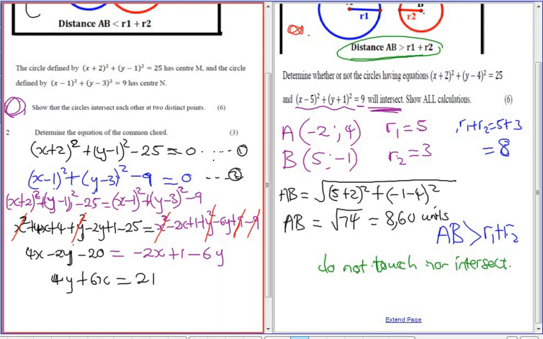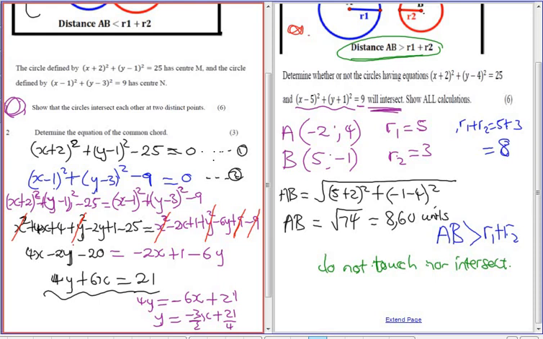As you can see, it's already the equation of a straight line. You can leave it at this point, it's fine. There is no need to make y subject at this point. But if you feel like it, you can go ahead and do this step where y, negative 6 over 4 will be negative 3 over 2, isn't it? And 21 divided by 4, we would just leave it like that. So this will be the equation of the common tangent.